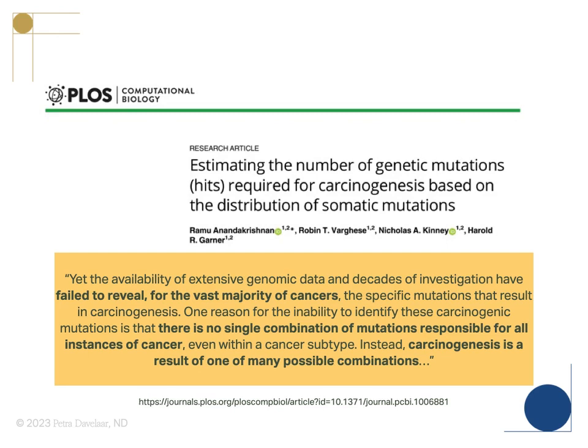A 2019 PLOS paper takes a different approach to finding out why someone develops cancer. They designed what they call the multi-combination or multi-hit model of carcinogenesis. They conclude that there is no single combination of mutations responsible for all instances of cancer, even within a cancer subtype, and that carcinogenesis is a result of one of many possible combinations of somatic mutations. So instead, they count the number of mutations that give rise to a certain cancer.